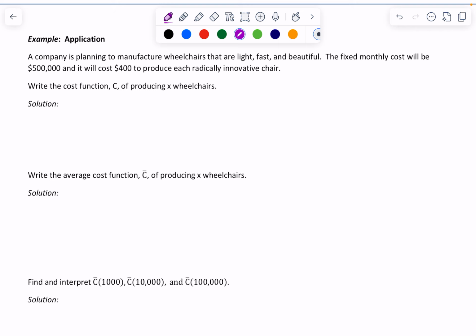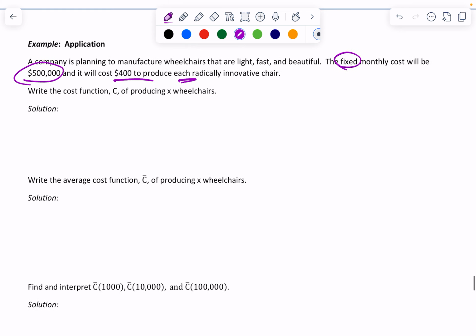So we have a company that is planning to manufacture wheelchairs that are light, fast, and beautiful. The fixed monthly cost will be $500,000, and it will cost $400 to produce each radically innovative chair. So write the cost function C of producing X wheelchairs.